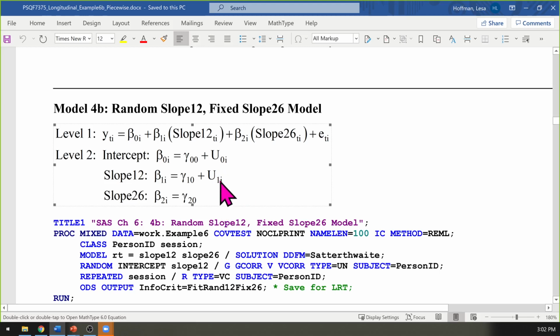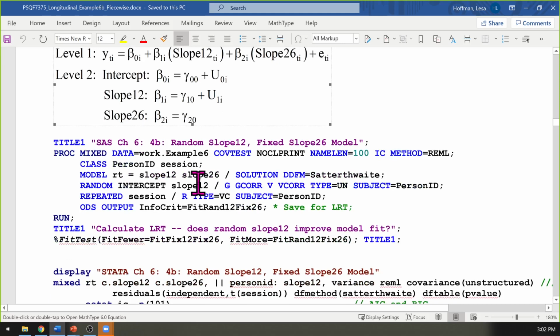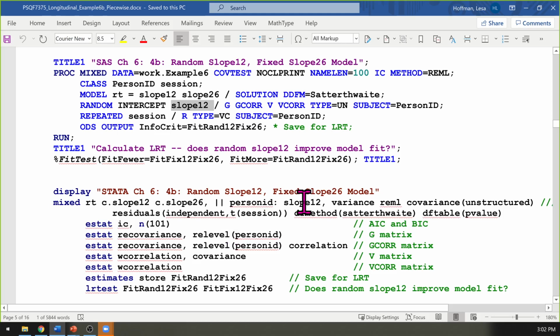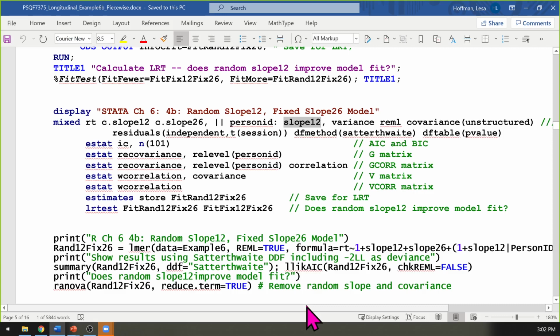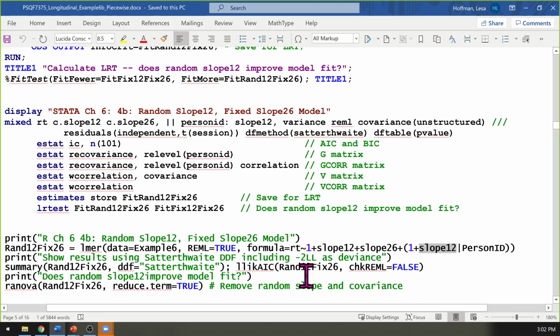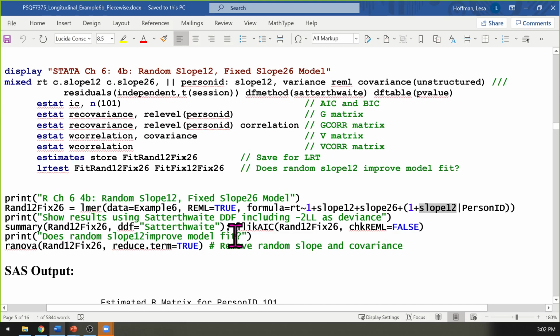So that is allowing individual differences in slope 1, 2. So asking the question, are there differences between people in initial improvement from session 1 to session 2? So slope 1, 2 goes on my random line. Slope 1, 2 goes after person ID here in Stata. And slope 1, 2, scrolling over, shows up at the end of the formula in R. So exactly the same as you already know how to do, just changing what the slopes mean. From just having them be linear to more specific, it's linear between sessions 1 and 2.